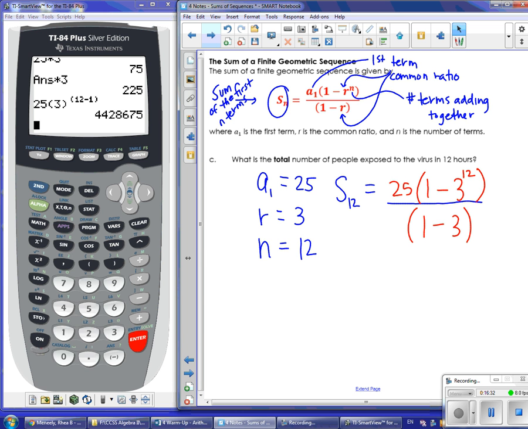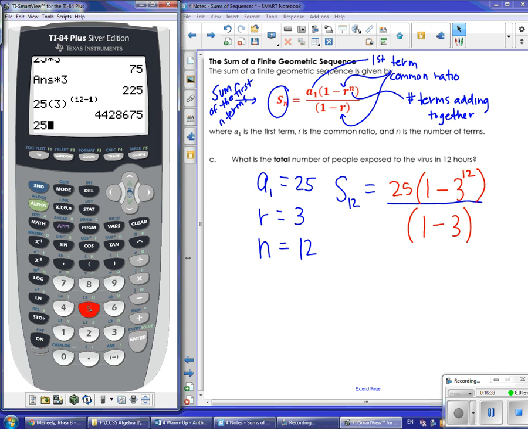Okay? And so what I'm going to do now is plug that into my calculator exactly the way it appears. So it's 25, and then in parentheses, I have 1 minus 3 to the 12th power. Now be really careful here, because notice that your cursor is in the exponent. In order for me to close the parentheses of my numerator, I have to move my cursor back down. And this really only applies to some of the newer calculators. The older ones don't do this.